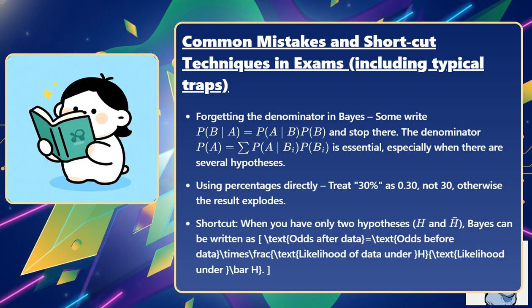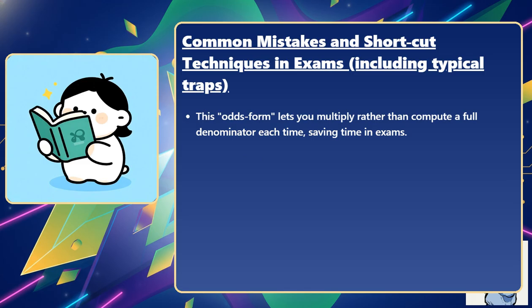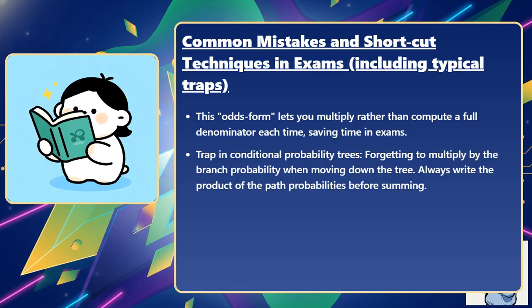Shortcut: when you have only two hypotheses, H and H bar, Bayes can be written as odds after data equals odds before data times the likelihood of data under H divided by the likelihood under H bar. This odds form lets you multiply rather than compute a full denominator each time, saving time in exams. Trap in conditional probability trees: forgetting to multiply by the branch probability when moving down the tree. Always write the product of the path probabilities before summing.